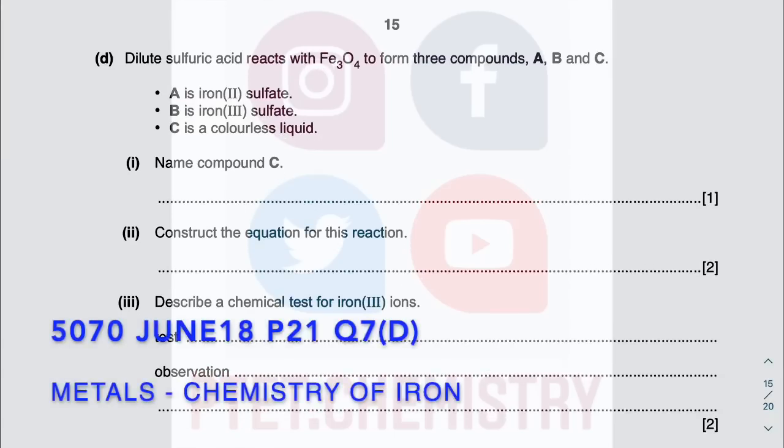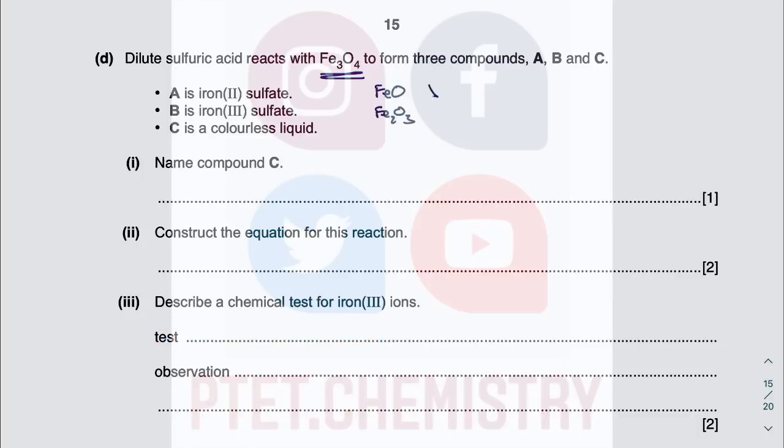So you add in dilute sulfuric acid with this Fe3O4. So this is quite strange, right? Fe3O4. I can tell you what it is. It's a mixture of these two. So you get Fe3O4. Alright?